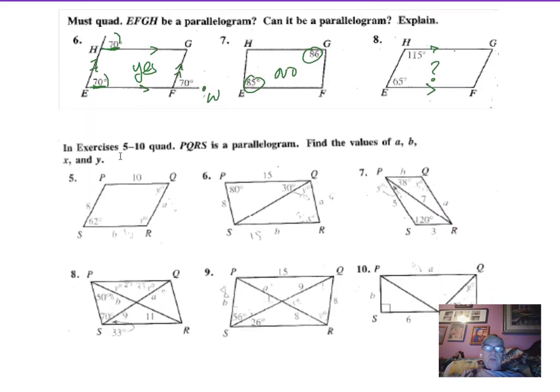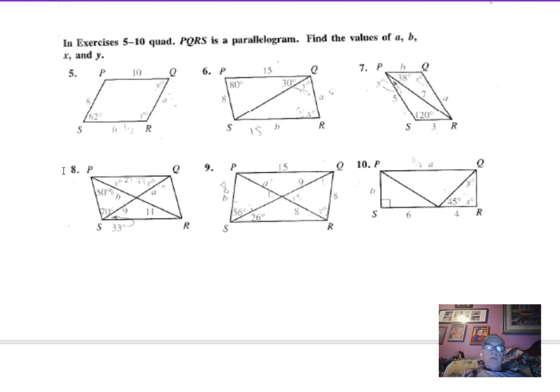In these next exercises, they're telling us that we do have a parallelogram, so we need to find the missing values here. Find A, B, X, and Y. If it's a parallelogram, opposite angles are congruent, so Y is going to be 62. Opposite sides are going to be congruent, so B is going to be 10. And opposite sides are congruent, so A is going to be 10. Looking at number 6, opposite angles need to be congruent, so X is going to be 80.